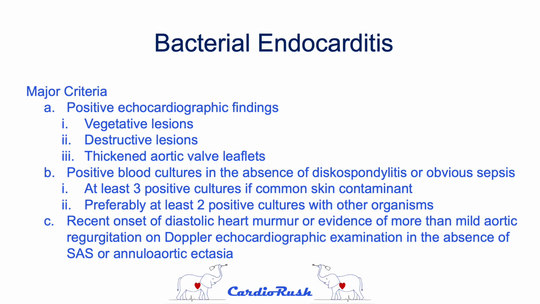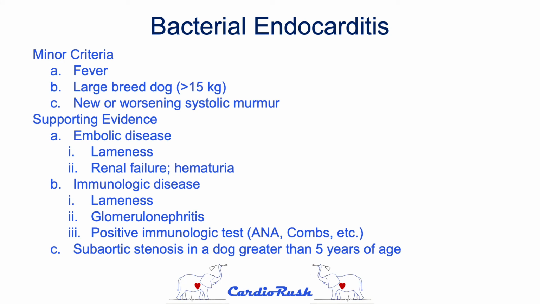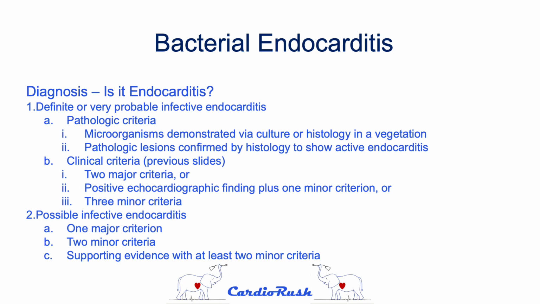So the major criteria, the first one is a positive echo finding suggestive of bacterial endocarditis. The second major criteria would be positive blood cultures in the absence of another obvious source of sepsis. And the third would be a recent onset diastolic murmur and evidence of more than mild aortic regurgitation. The minor criteria are fever, large breed dog, new or worsening systolic murmur, in addition to evidence of embolic disease, immunologic disease, or subaortic stenosis as a pre-existing condition.